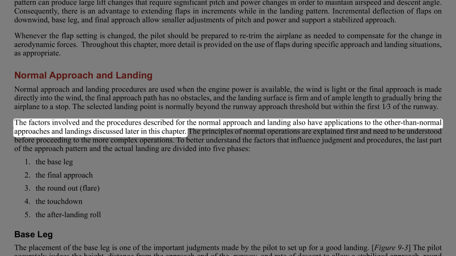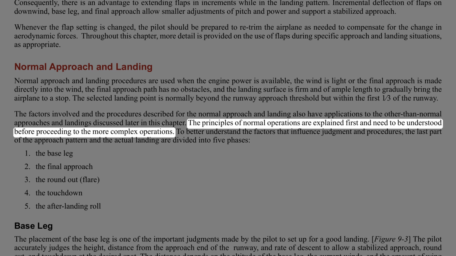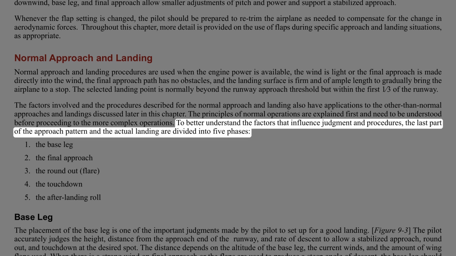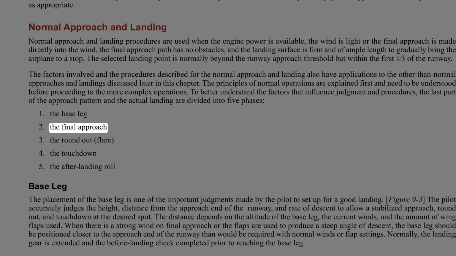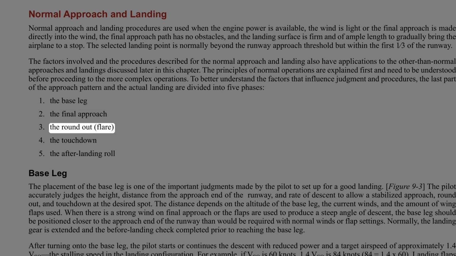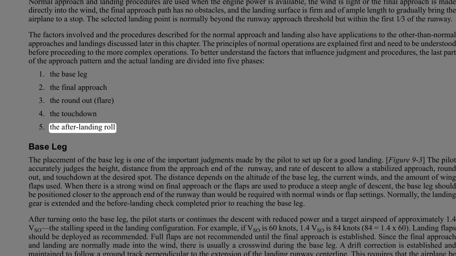The factors involved in the procedures described for the normal approach and landing also have applications to the other-than-normal approaches and landings discussed later in this chapter. The principles of normal operations are explained first and need to be understood before proceeding to the more complex operations. To better understand the factors that influence judgment and procedures, the last part of the approach pattern and the actual landing are divided into five phases: the base leg, the final approach, the roundout (flare), the touchdown, and the after-landing roll.